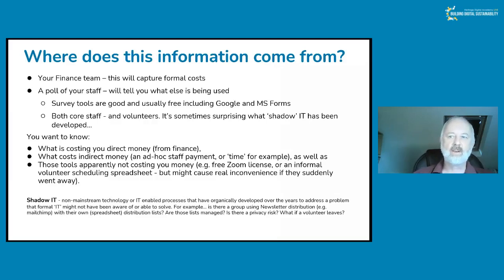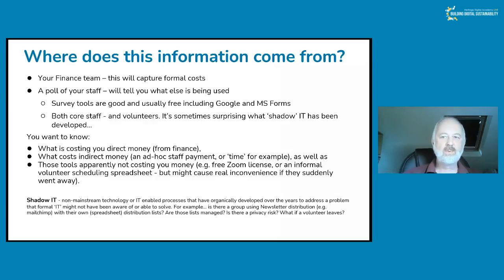What's costing you indirect money? So this could be ad hoc staff payments, for example, but also the time it takes. If somebody, as I say, is working to maintain or support or keep a thing working, then it's time that they're not spending doing other things.